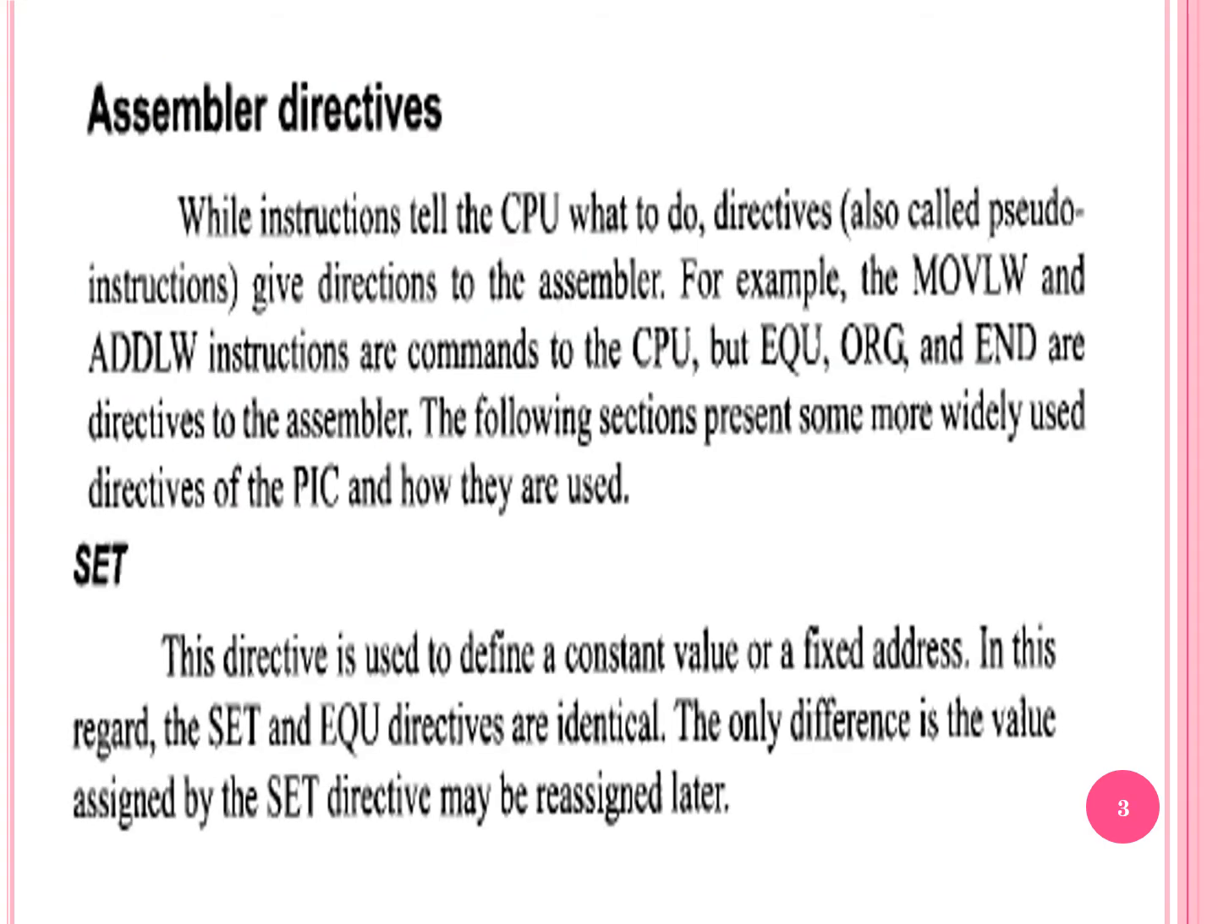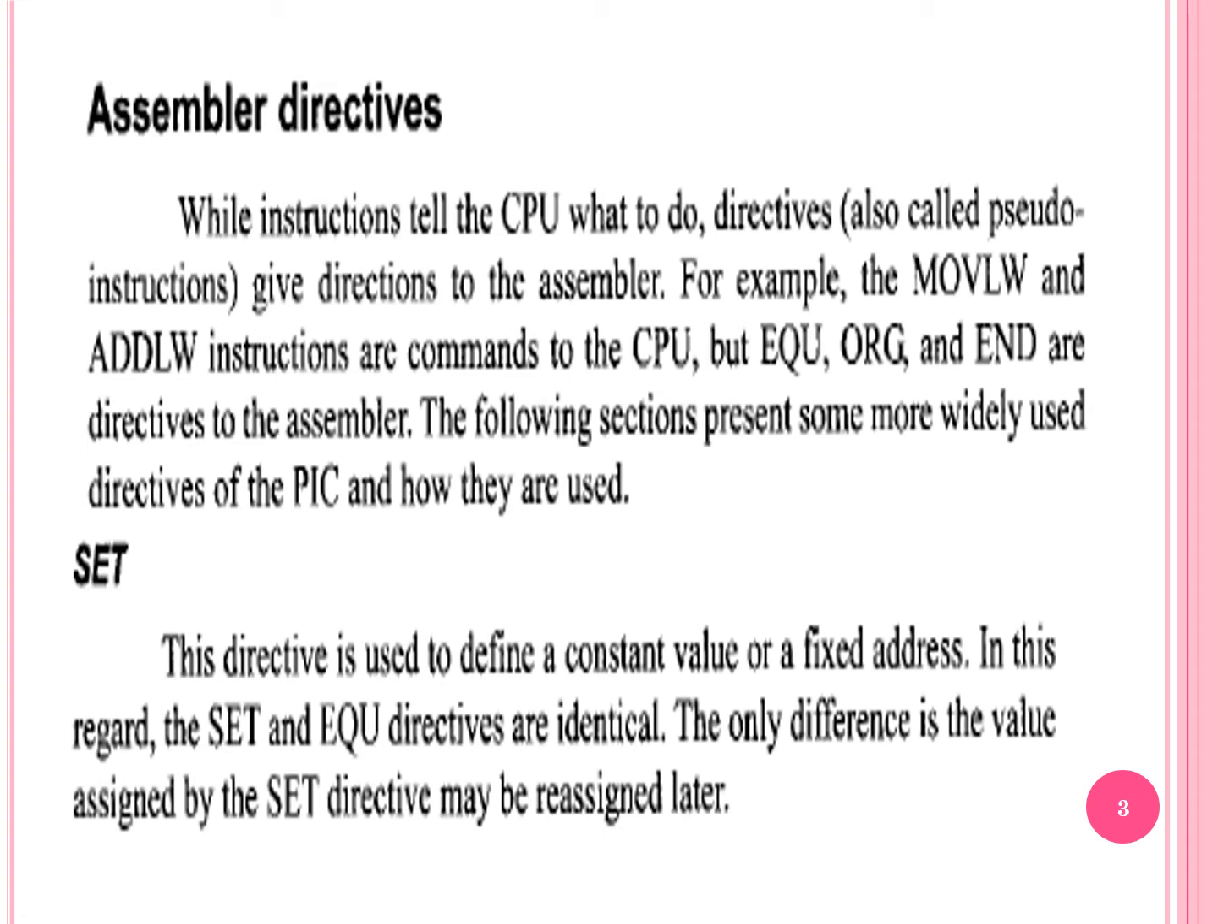Now first of all, assembler directives. In general, while instructions tell the CPU what to do, directives, also called pseudo instructions, give direction to the assembler. For example, when we write an instruction like MOVLW or ADDLW, these are commands to the CPU. But when we write ORG or END or EQU or DB, these are directives to the assembler.